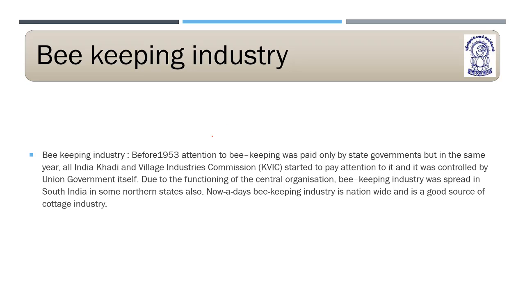Beekeeping industry: before 1953, attention to beekeeping was paid only by state governments, but in the same year, All India Khadi and Village Industries Commission (KVIC) started to pay attention to it, and it was controlled by Union government itself. Due to the functioning of the central organization, beekeeping industry was spread in South India and some northern states as well. Nowadays, beekeeping industry is nationwide and is a good source of cottage industry.